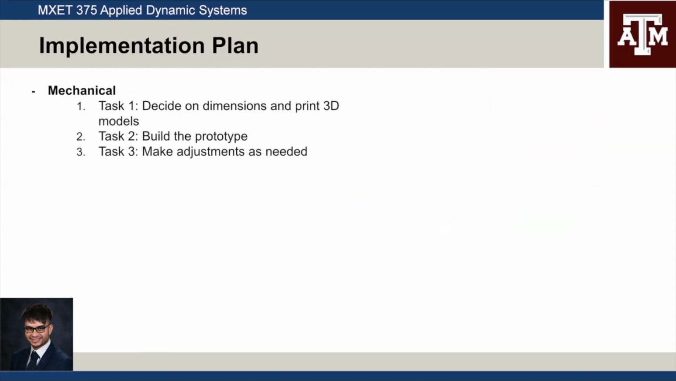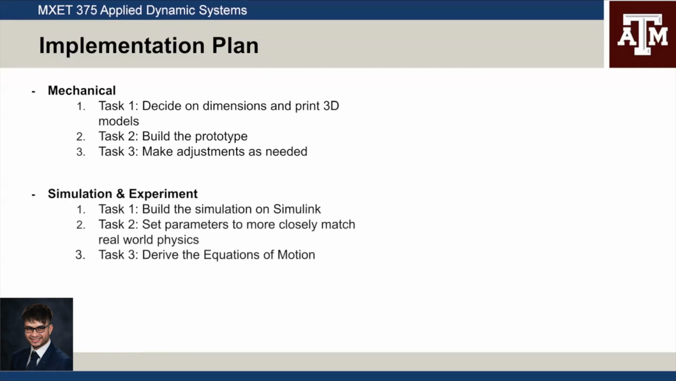There are 2 parts here. In the mechanical part, we first decided on the dimensions and printed the 3D models for the physical project. Then we built the actual prototype, and then we made adjustments as needed. For the simulation and experiment, we started with building the simulation in Simulink, and then we set the parameters to more closely match the physical prototype. And then finally, we derived our equations of motion.